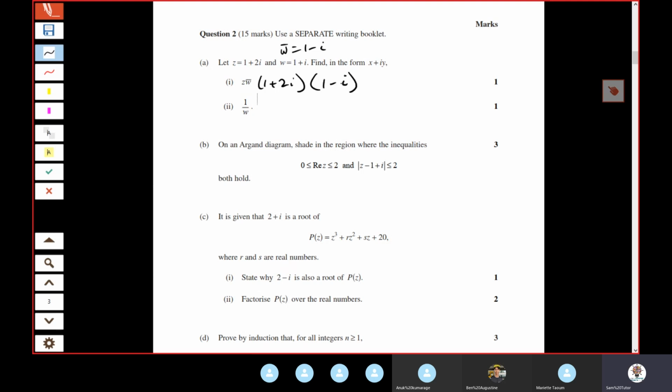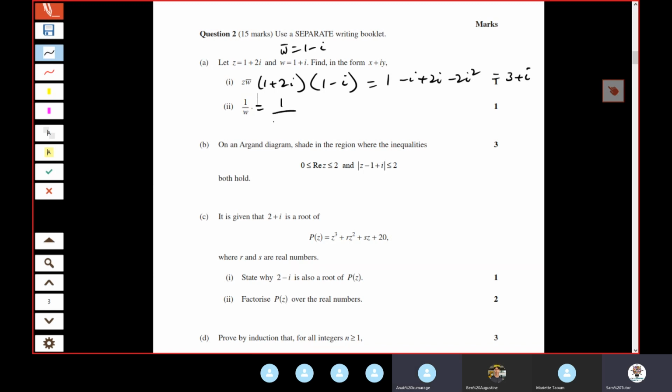So 1 minus i, and then of course you just expand this. So 1 times 1 is 1, minus i, plus 2i, minus 2i squared. i squared is -1. -1 times -2 is +2. Plus 1 is 3, and then plus i. 2i minus i. All right, any questions about that one? That's simple.